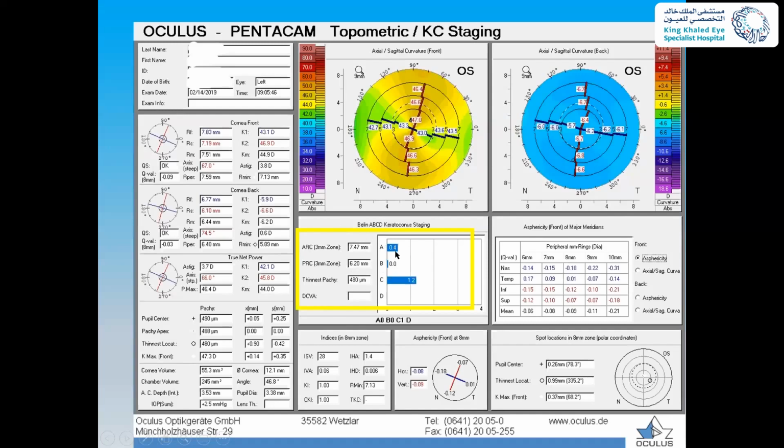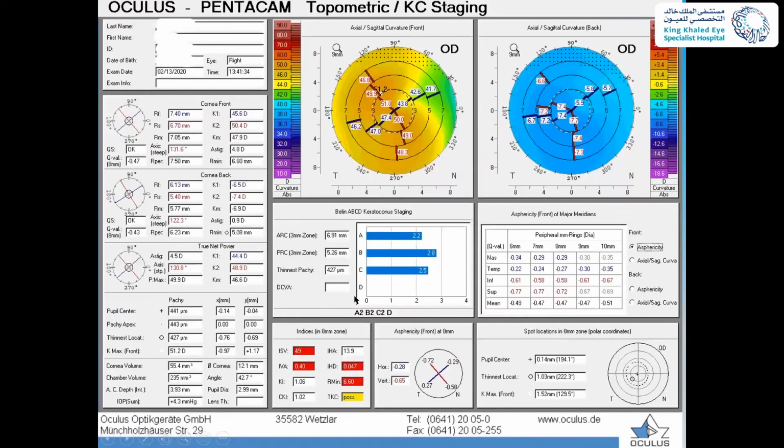In the left eye, A is 0, B is 0, 0 means normal, C is 1, slightly suspicious, and D is empty because they haven't put the visual acuity in this patient. Going to the right eye, you can see A is 2, B is 2, C is 2, D is not there because they didn't put the vision, but altogether it looks like a keratoconus. So it quantifies keratoconus. Amsler-Krumeich is sort of a classification, but this is more objective, and this is what we use most of the time. And again, there it says there's a keratoconus, okay?